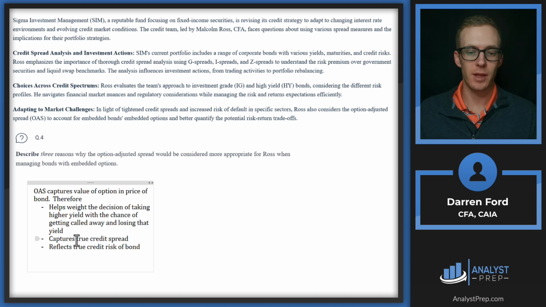And then two other things, and these are pretty related: we're going to capture the true credit spread by adjusting for that option, which will in turn also reflect the true credit risk of the bond by adjusting for that option. So those are three reasons there.